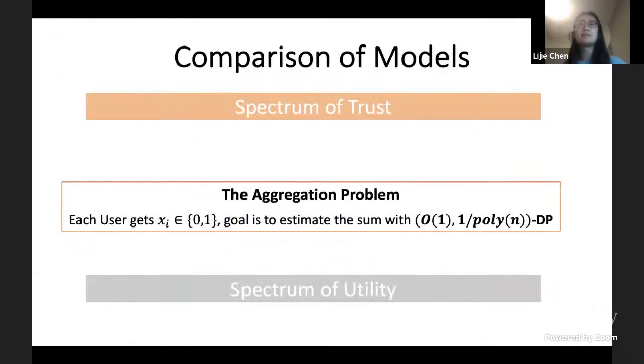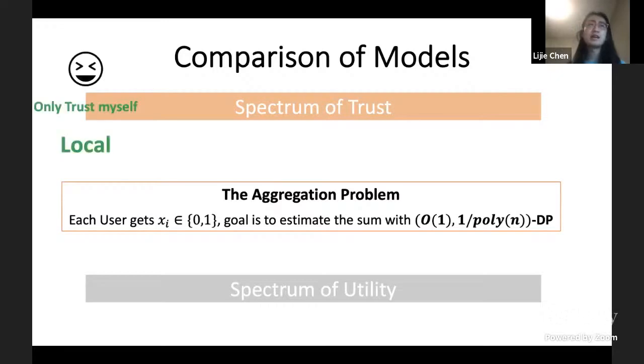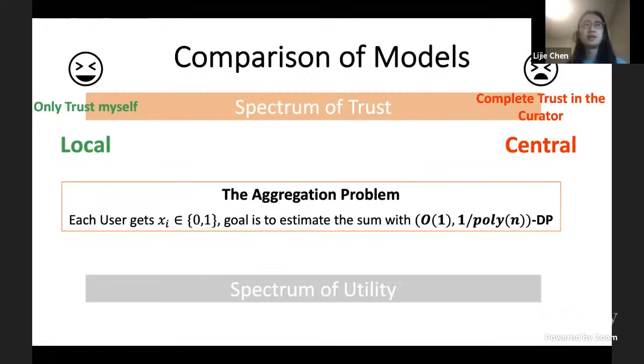So to compare these models, a great example is the basic aggregation problem, where each user gets a single Boolean bit, and the goal is to estimate the sum with constant epsilon while satisfying the differential privacy constraint. As one can see, we have a spectrum of trust in the curator and also a spectrum of the utility. Here is the arrow.